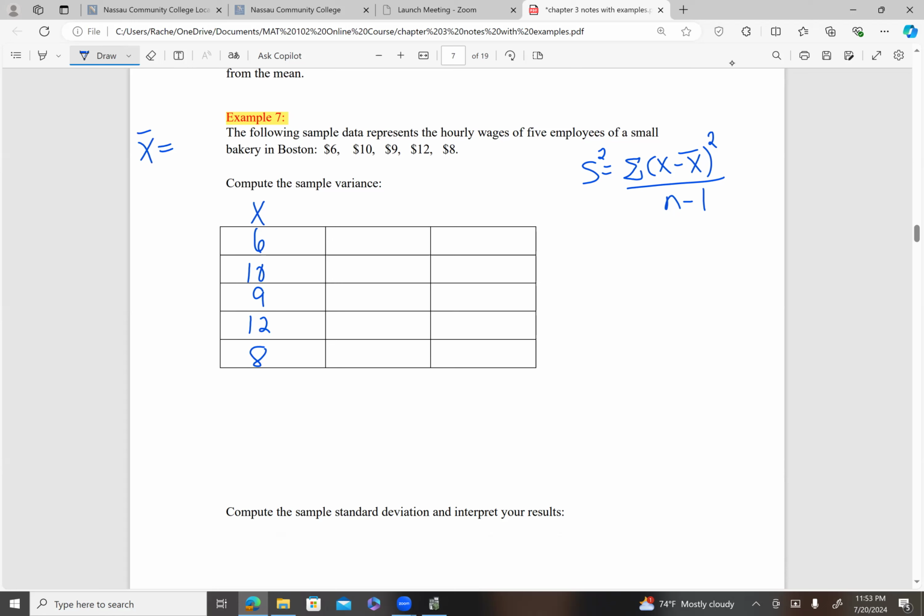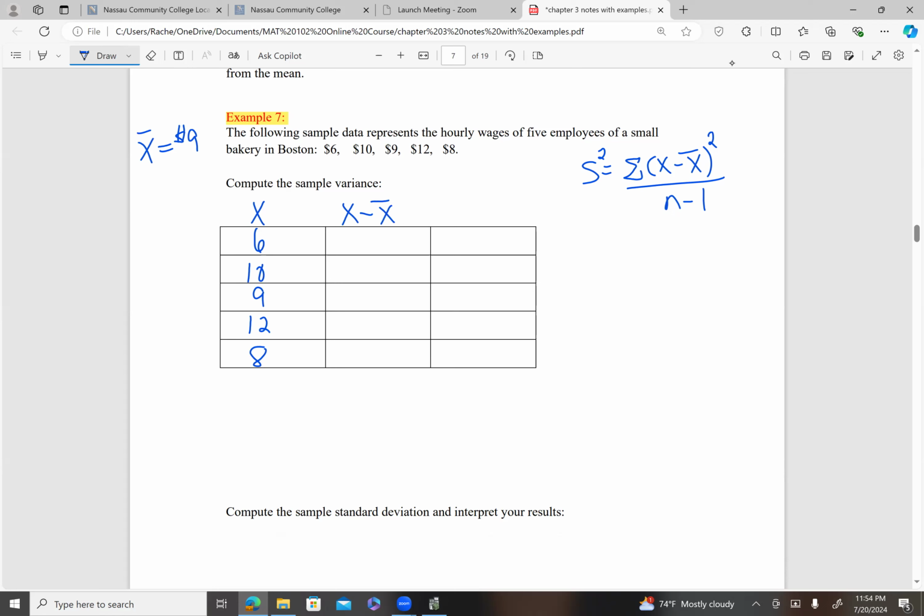You could pause here and find the mean of the numbers 6, 10, 9, 12, and 8. When you do that, you should get a mean of $9 an hour. So X bar is equal to $9 an hour. Now I'm going to create a column for X minus X bar, because that's going to be part of my numerator.